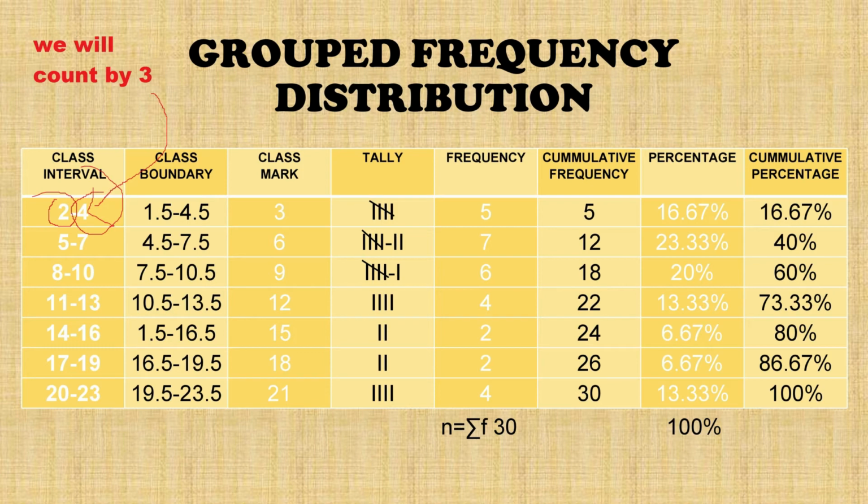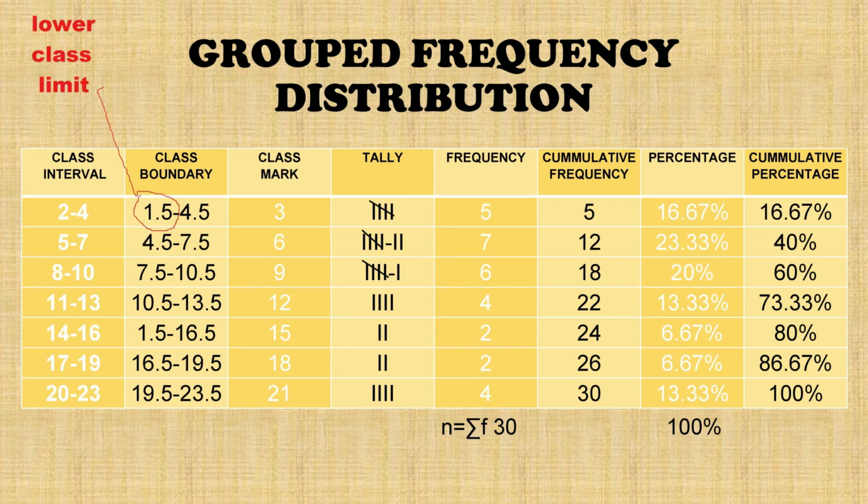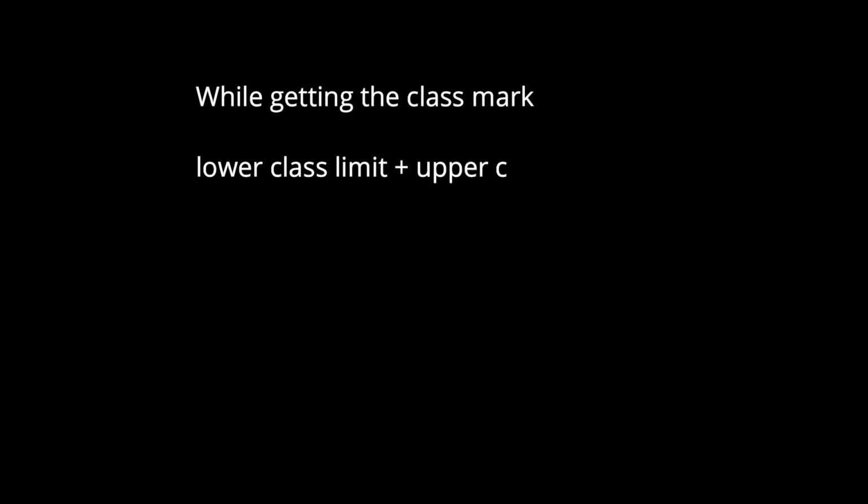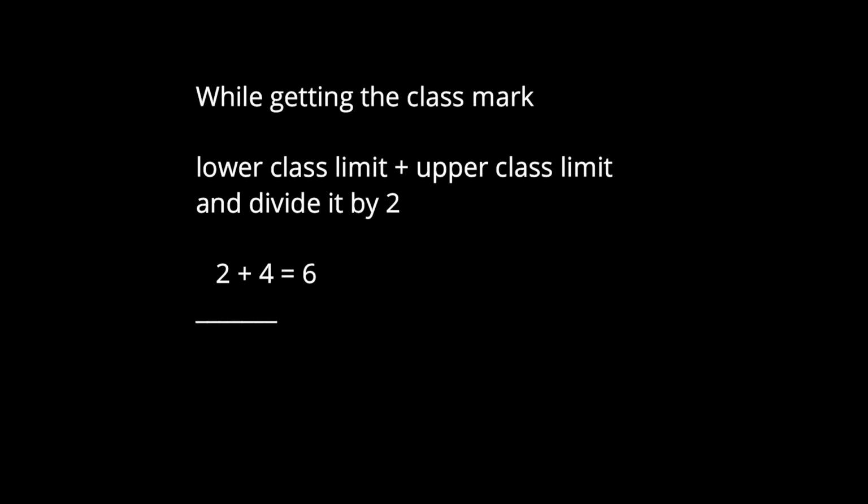In getting the class boundary, we should always remember that there are two types of class limits. On the left side is the lower class limit, and on the right side is the upper class limit. We will subtract 0.5 from the lower class limit and add 0.5 to the upper class limit. While in getting the class mark, we will add the lower and the upper class limit and divide it by 2. In the problem, we added 2 and 4 and we got 6. Then we divided it by 2, so we got 3.